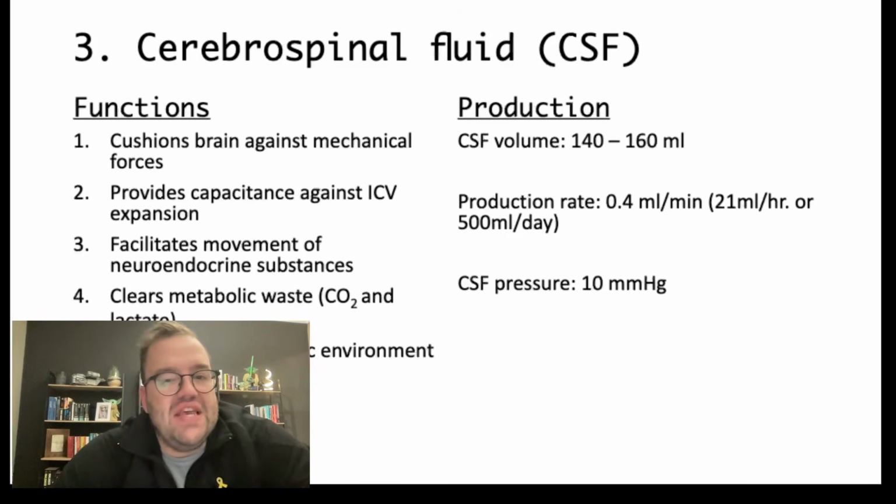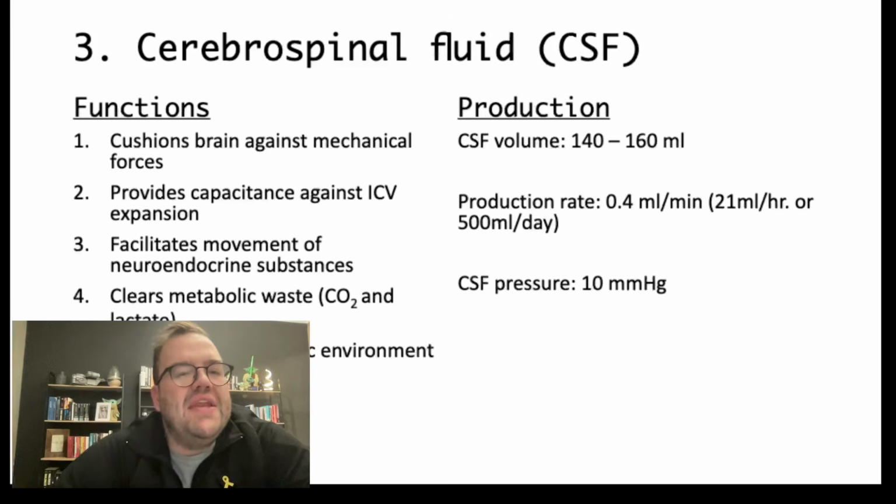The volume of CSF in an adult is about 140 to 160 mils. So it's roughly about 2 mils per kilogram, okay? The rate of production is about 0.4, I use in my mind just easier 0.5 mils per minute, okay? So again, in an adult, they will produce roughly 500 mils per day. And a normal CSF pressure, okay, in children or in adults is no more than 10 millimeters of mercury.